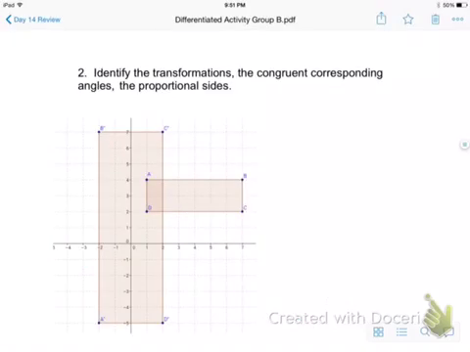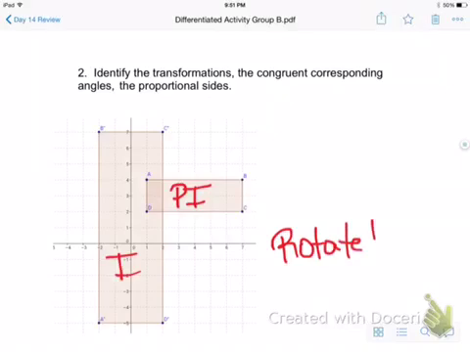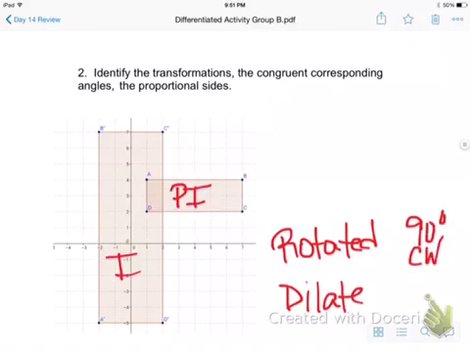2. Identify the transformations, the congruent corresponding angles, and the proportional sides. So if I want to identify the transformations, this is my pre-image, and this would be my image. I notice that it has been rotated, and I would say it's also been dilated. So if I want to compare my rotation, that would be 90 degrees clockwise. And it's dilated. We've got to do the scale factors.